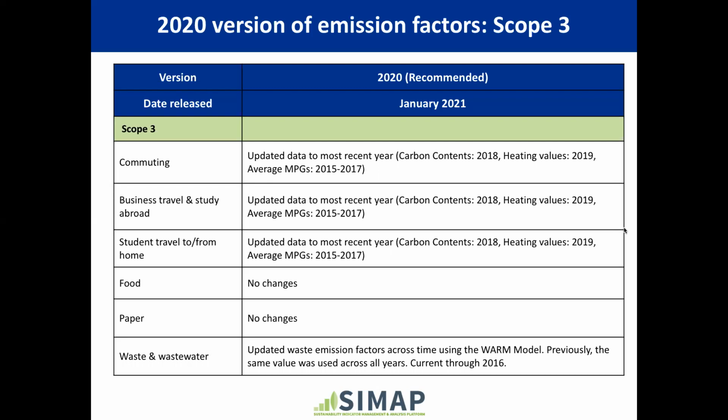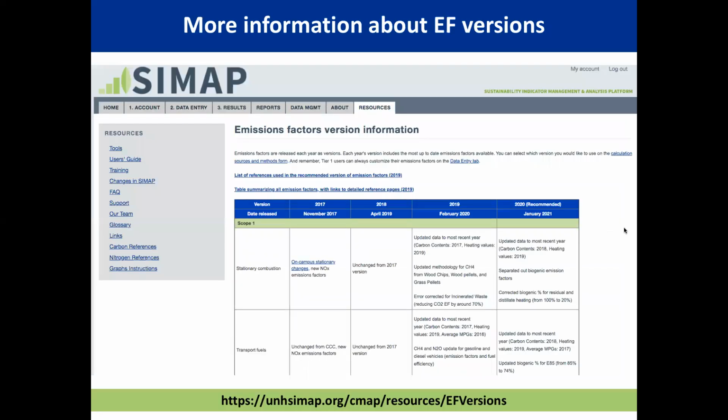For food and paper, emission factors have not been updated this year. And for waste, as I discussed just recently, we have updated the emission factors across time using the previous versions of the WARM model so that they reflect how the waste composition has changed across time. If you want more information about these emission factor versions and all the changes that are in each version, you can go here on the resources tab to this EF versions page, and you can get more details on each emission factor version going back to 2017 for each scope individually.